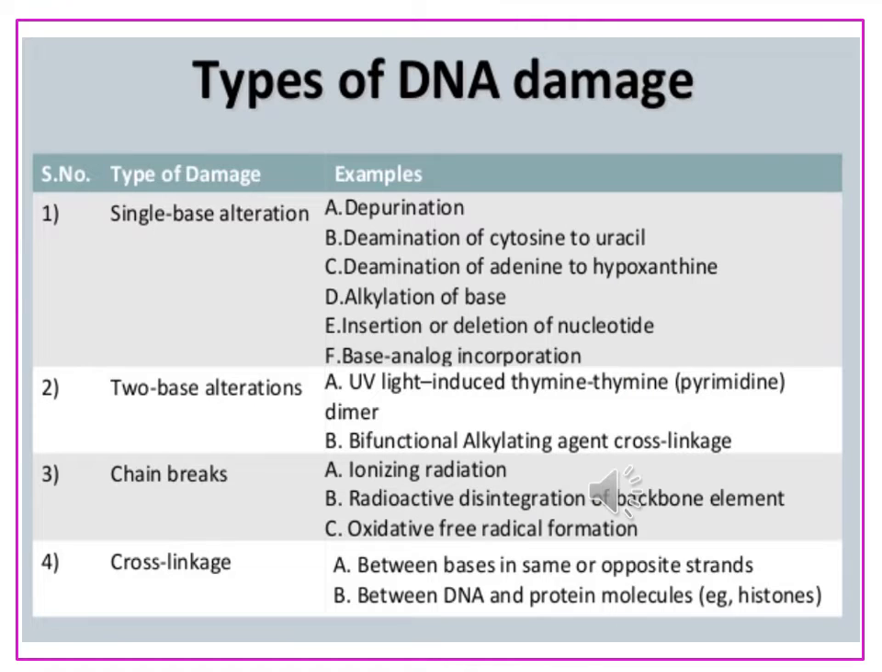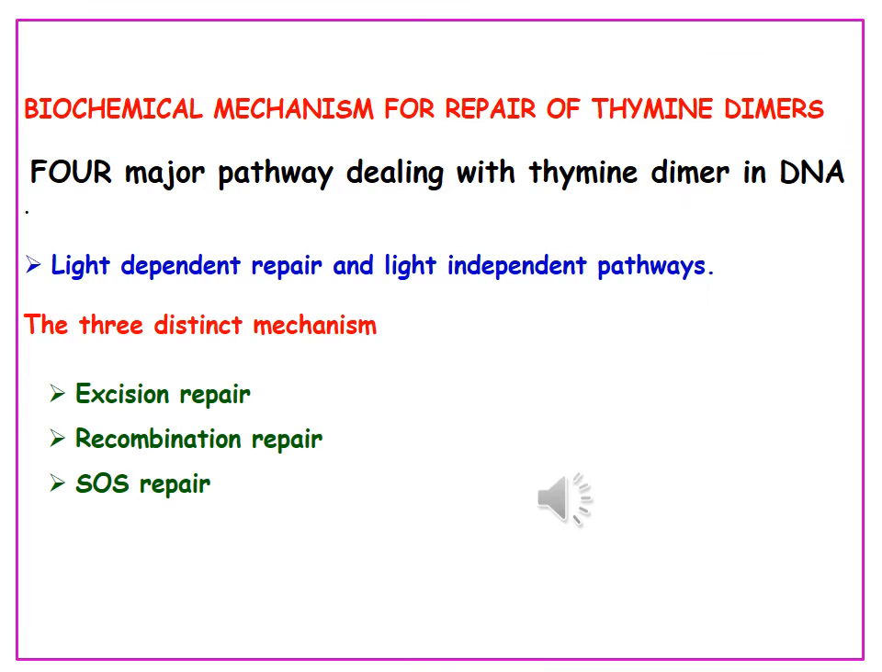Next, the types of DNA damage. The types of DNA damage are single base alteration, two base alteration, chain breaks, and cross linkage. This table shows the type of damage and the examples. The biochemical mechanism for repair of thymine dimers: there are four major pathways dealing with thymine dimer in DNA. The first is the light dependent repair and the others are light independent pathways. The other three distinct mechanisms are excision repair, recombination repair, and SOS repair.